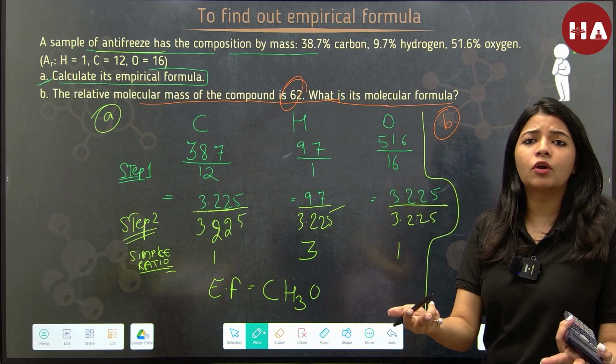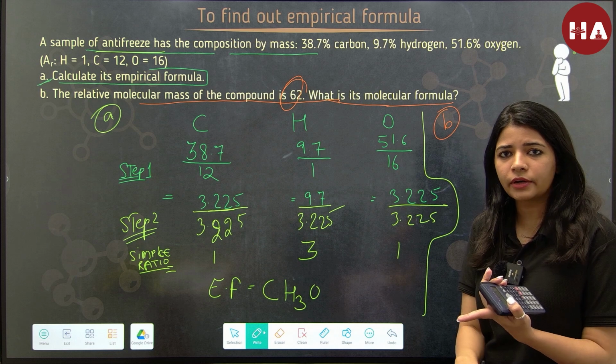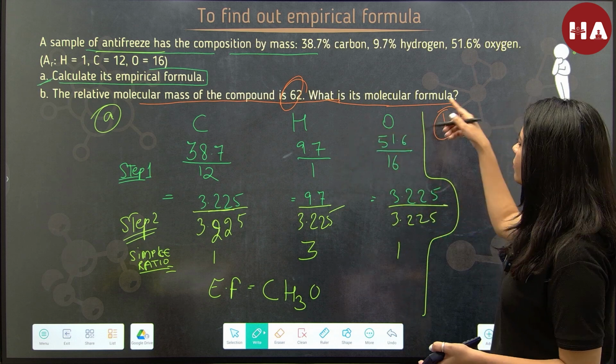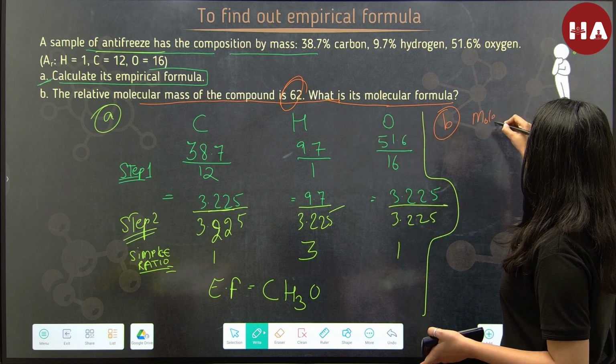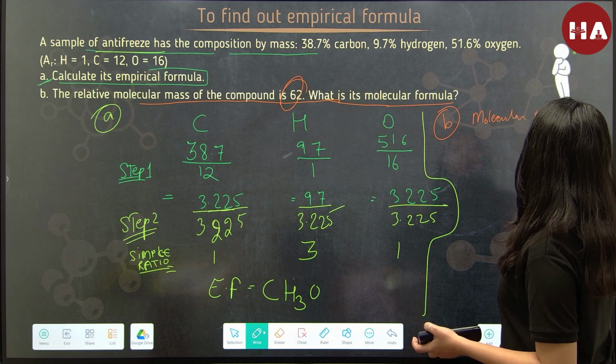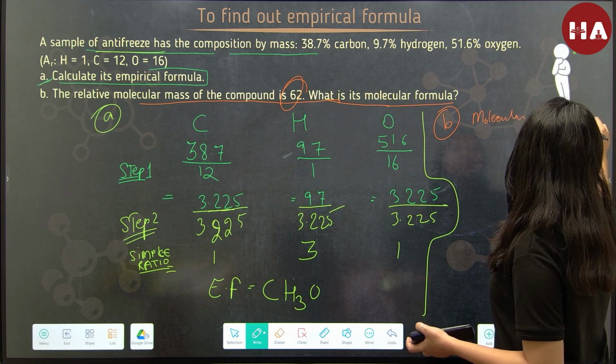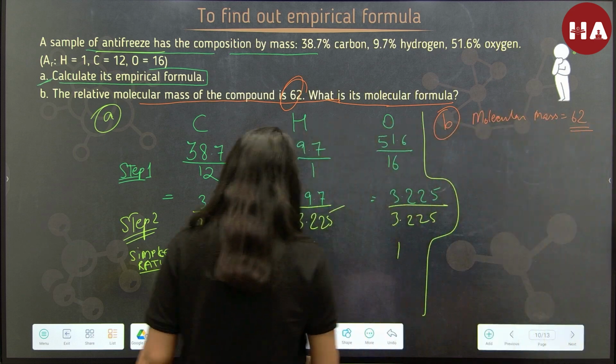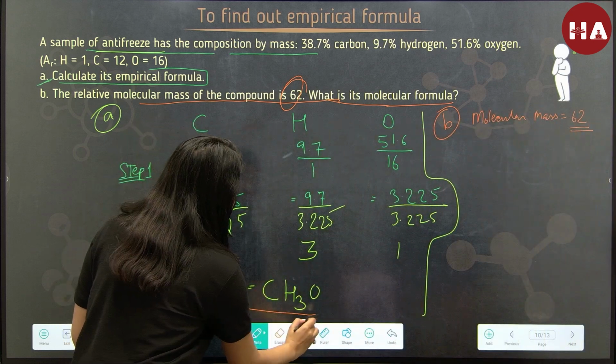Now we have to find out the molecular formula. Empirical formula is already done. We have to calculate the molecular formula. The molecular mass is given to you, which is 62. Now let's first find out the mass of the empirical formula.